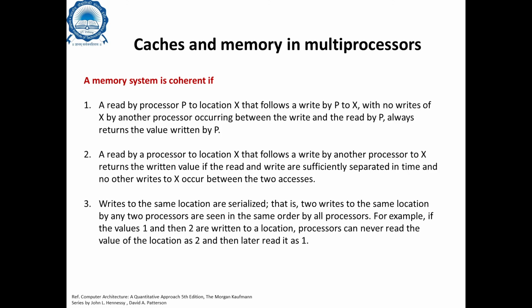And third is the property known as write serialization, which deals more with the cache consistency problem, which is that writes to the same location are serialized. That is, if two writes to the same location by any two processors happen, then they must be seen in the same order by all the processors. So for example, if the values 1 and then 2 are written to the same location X, then the processors can never read the value of the location as 2 and then later as 1. That should never happen. It should always be read in the same order as it has been written, so it should read 1 first followed by 2.